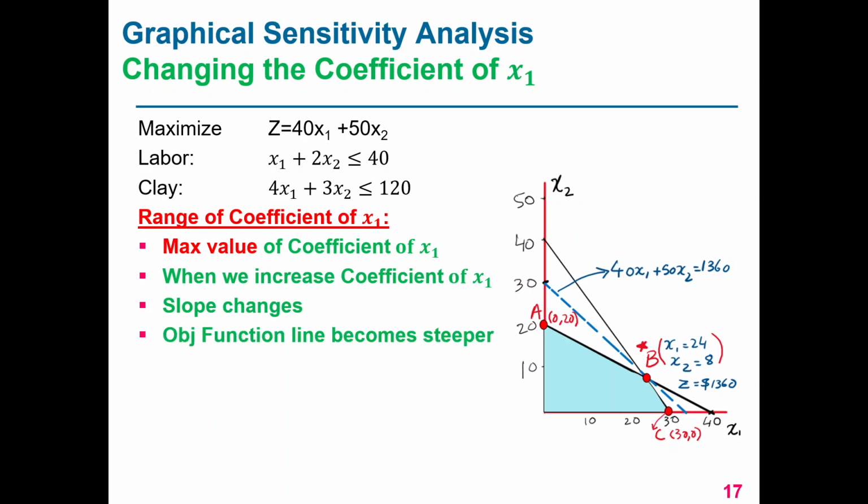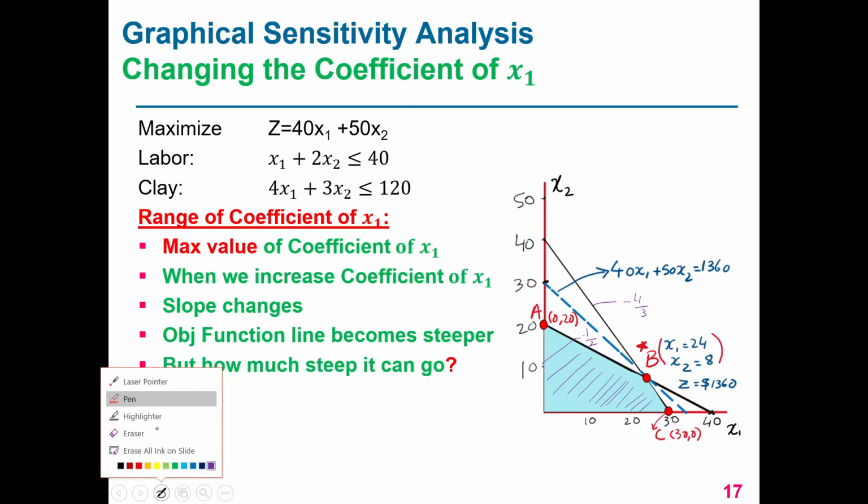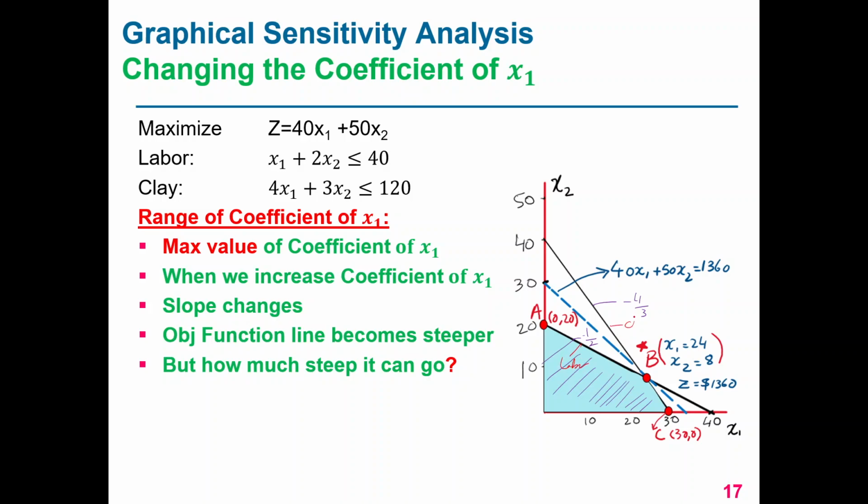So the objective function will become steeper, but the question is how steep the objective function can become when we increase the value of x1. We know that our feasible region is defined with the help of two constraints, the labor and the clay. Looking at these two constraints, we see that the clay constraint, having a slope of minus 4 by 3, is steeper than the labor constraint, having a slope of minus 1 by 2. So this is labor and this is clay.